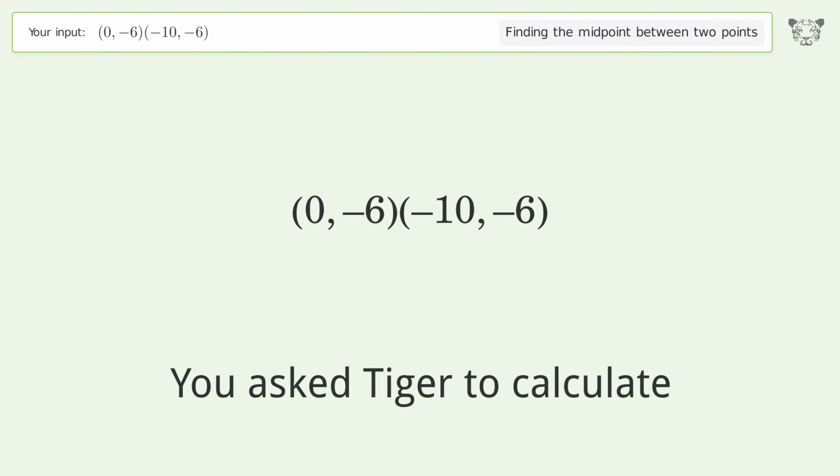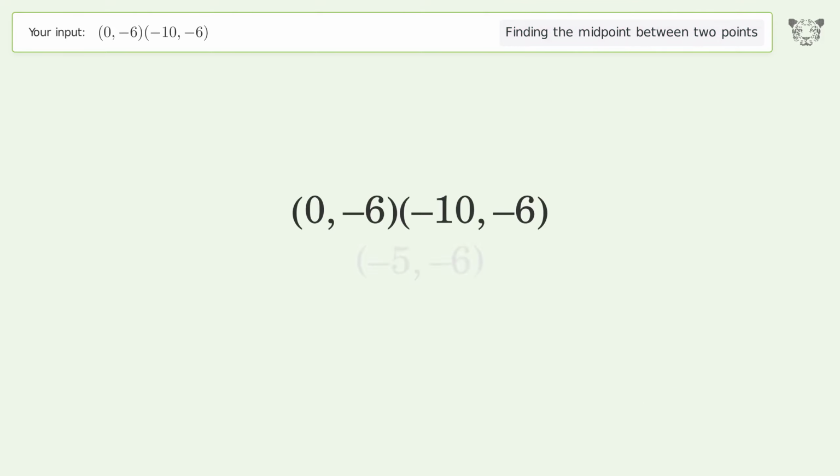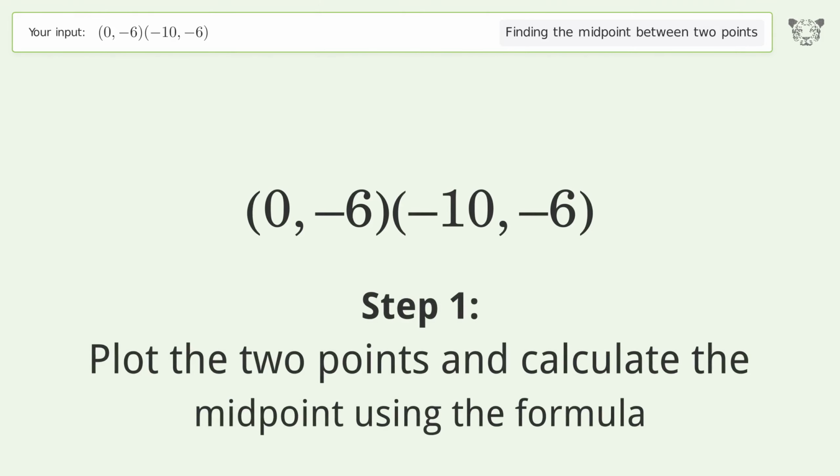You ask Tiger to calculate. This deals with finding the midpoint between 2 points. The midpoint between the 2 points is -5, -6. Let's solve it step by step. Plot the 2 points and calculate the midpoint using the formula.